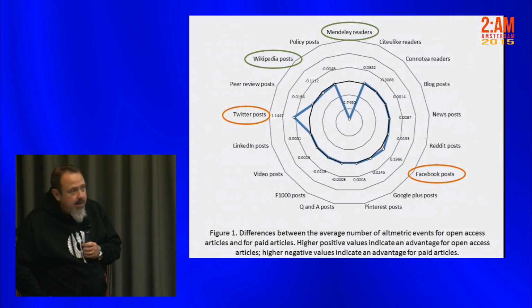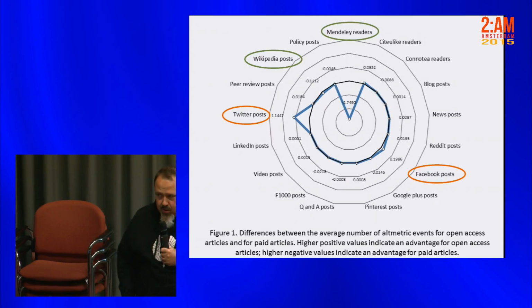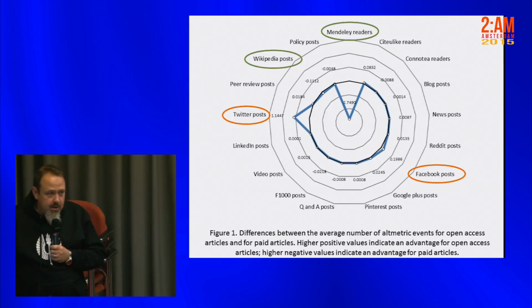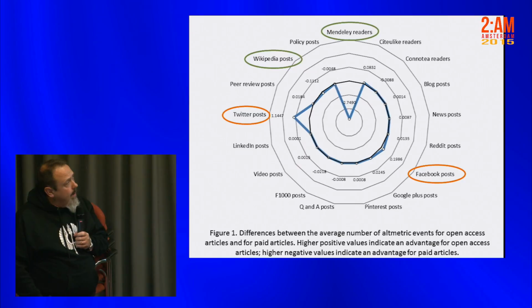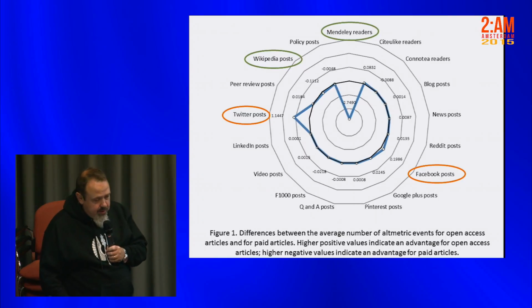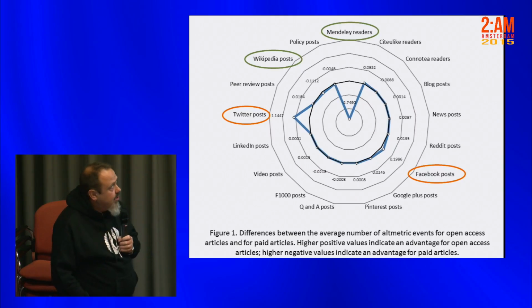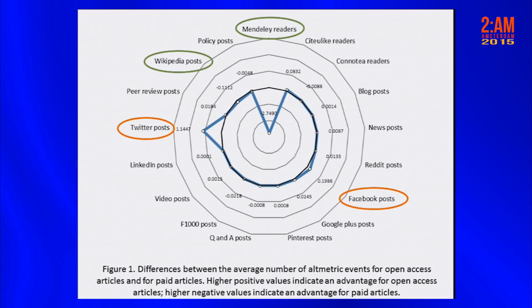Here's what we found. We took the average number of altmetric events on the articles from a journal, and we see that open access journals or articles have a big advantage on Twitter and a slight advantage on Facebook. So more altmetric events on these platforms: articles from open access journals attract more altmetric events in comparison to journals behind paywalls. The opposite was found especially for Mendeley readers, and to some extent also for Wikipedia.